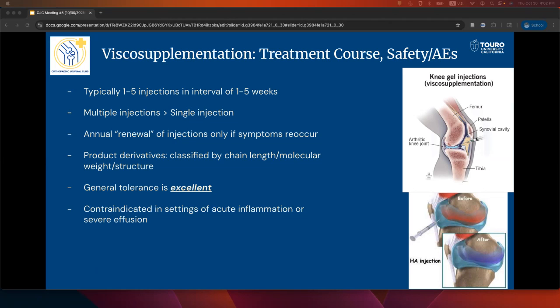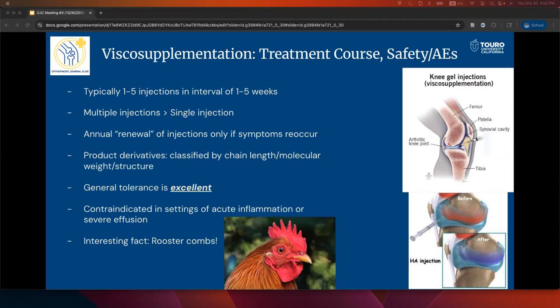Just to take a break from the science, a quick fun fact: rooster combs. You might be saying, why am I putting rooster combs up here? Actually, the injections are animal derived. And where do they get the hyaluronic acid from? It's from the combs of roosters.